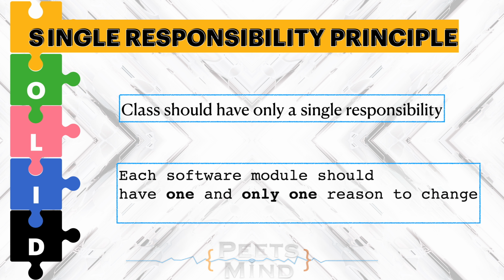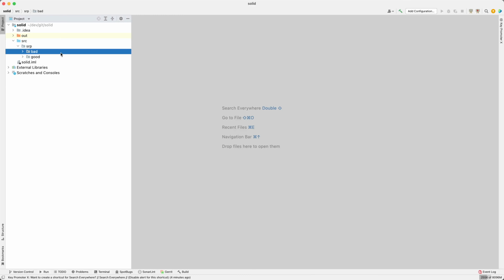These definitions are very similar, and the goal is to gather together the things that change for the same reasons and separate those things that change for different reasons. Let me give you an example.